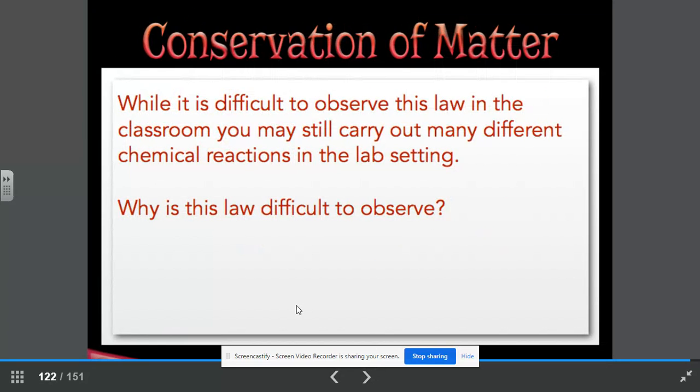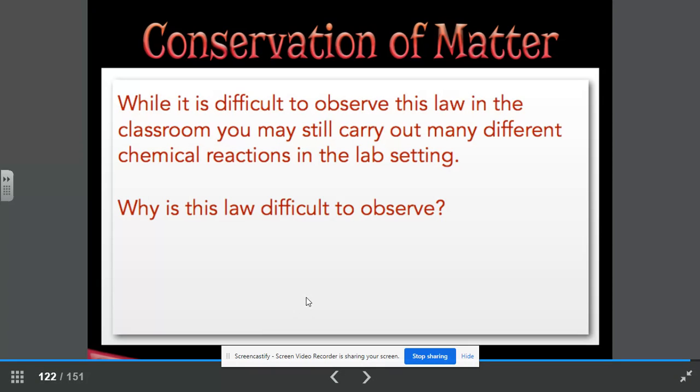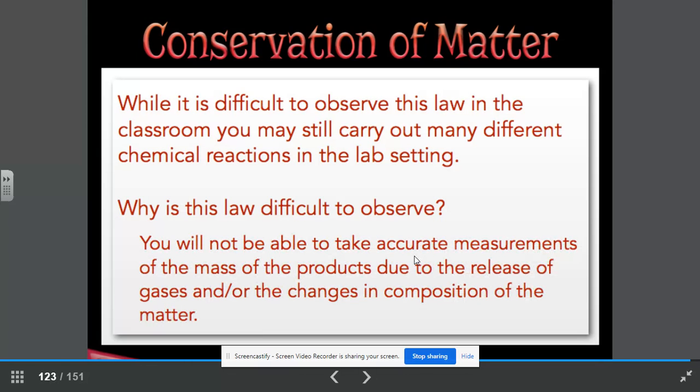Why is it difficult to observe this law in the classroom? You can still carry out many different chemical reactions in the lab setting. So why is this law difficult to observe? What do you think? Can we see the atoms? Not necessarily, right? You'll not be able to take accurate measurements of the mass of the products due to the release of gas and/or the changes in the composition of the matter.